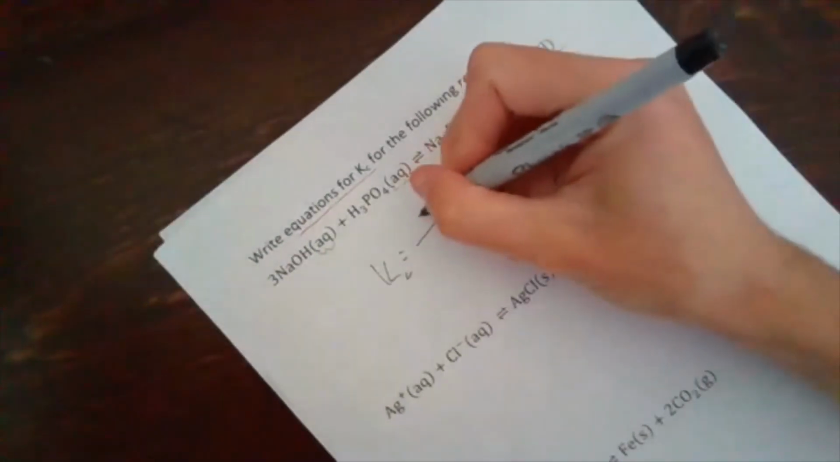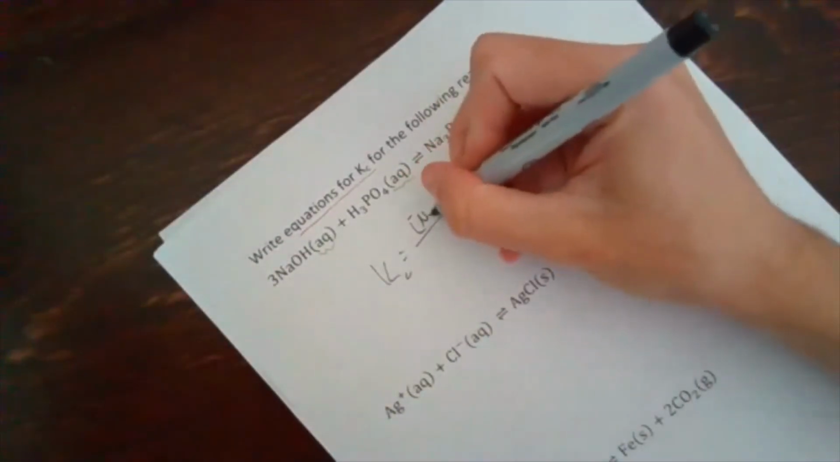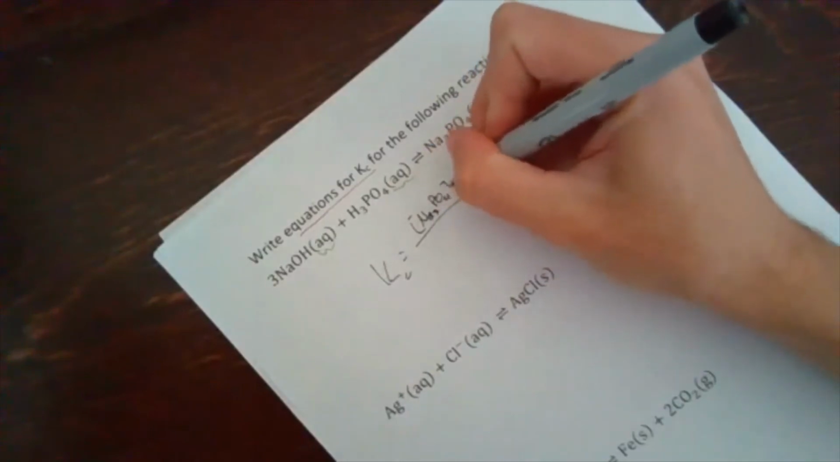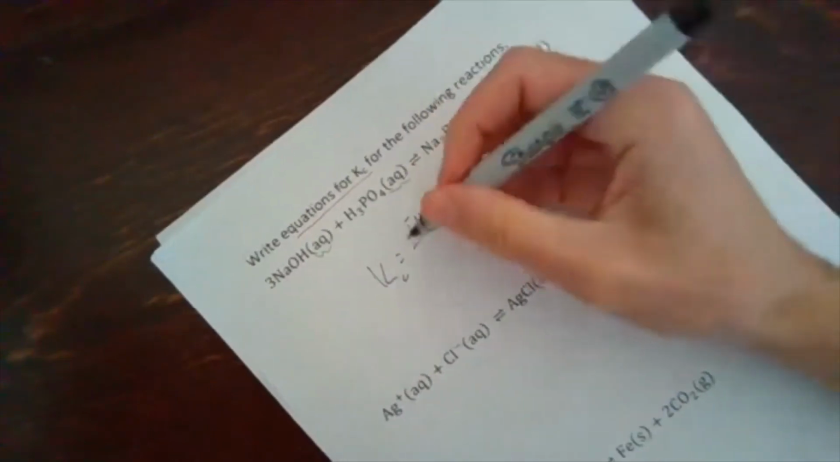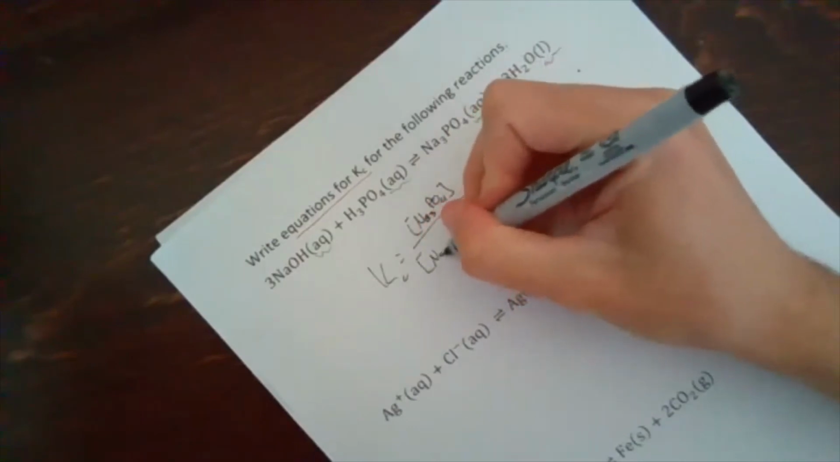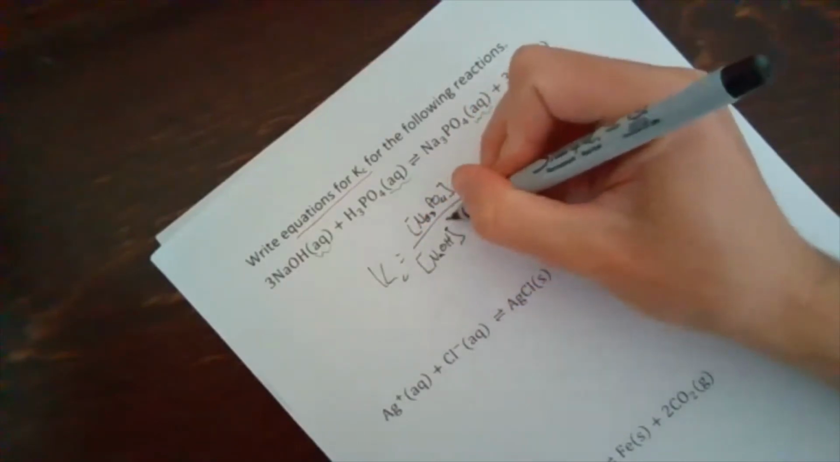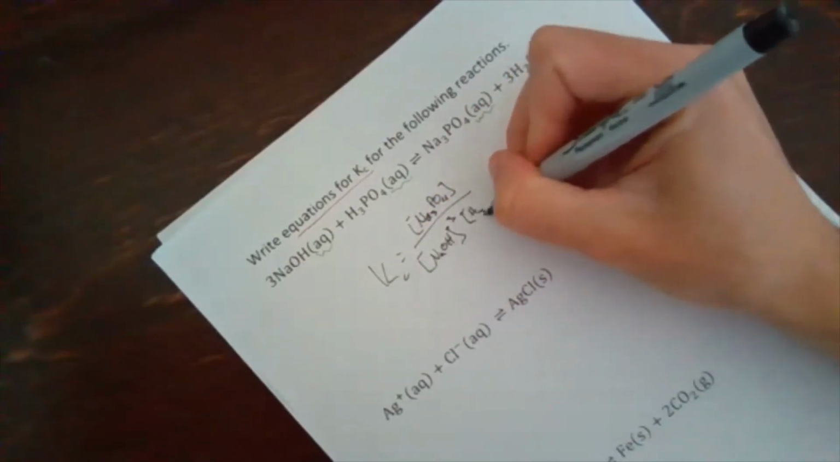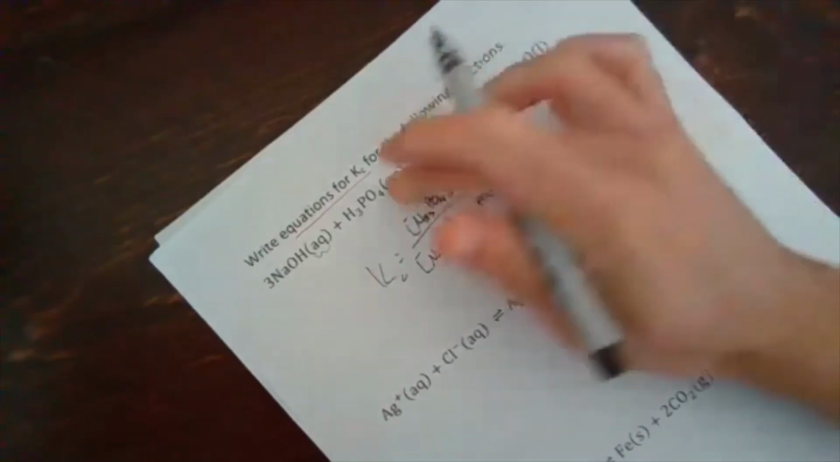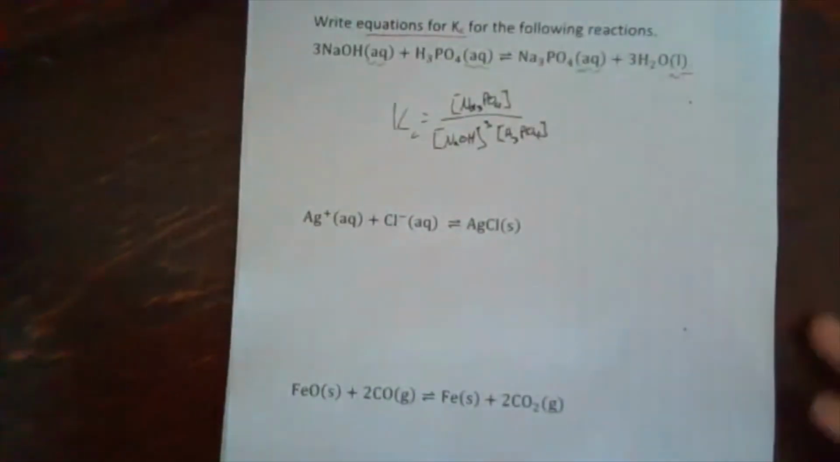So Kc in this case, that's the concentration of Na3PO4. Coefficient, so no exponent. My reactants still show up on the bottom, and I do use both of them because they're both aqueous. So both of them do show up.